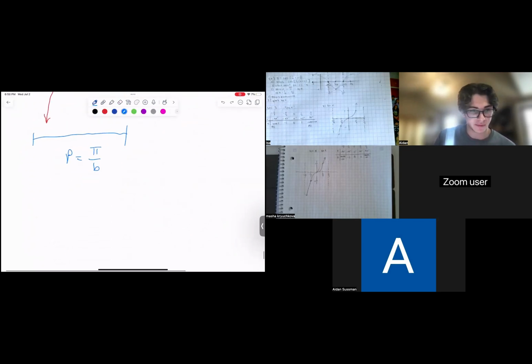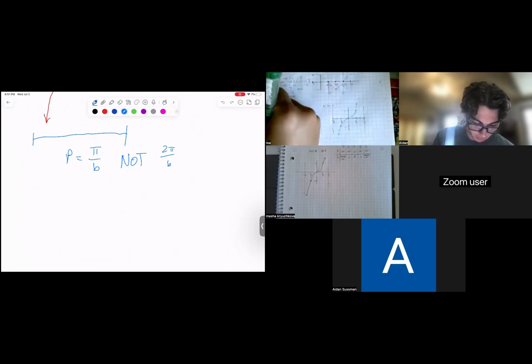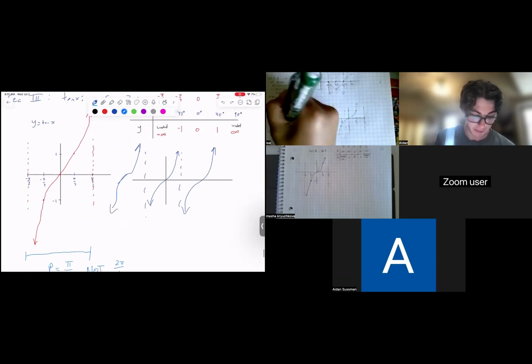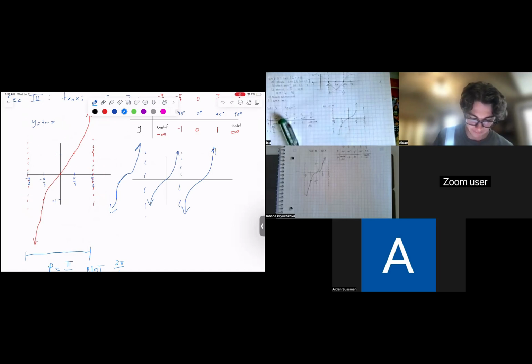How do we find our asymptotes? This is very important. This is not 2 pi over b. Tangent and cotangent have a different period. For sine, cosine, secant, and cosecant, that is the period. But for tangent and cotangent, it's only pi over b. If we want to figure out our asymptotes, that's just plus and minus your period divided by 2. You take whatever this number is. For example, in this case, it was pi. So if you divide it by 2, you get negative pi over 2 and positive pi over 2.